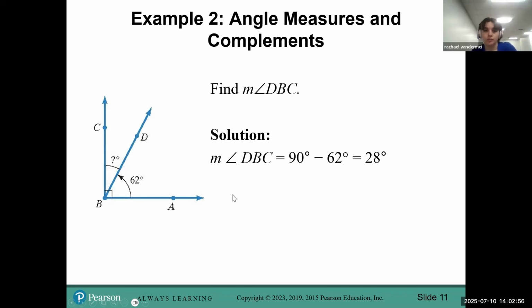All right. So another way you might see a question like this about complements or supplements is you might see a picture like this. Do you know what this little square means? Is that the 90-degree angle? Yes, the square means it's a right angle, which is 90 degrees. So we know that this whole angle has to be 90. So if this part is 62, the other part must be 90 minus 62. So you might see a picture like that.